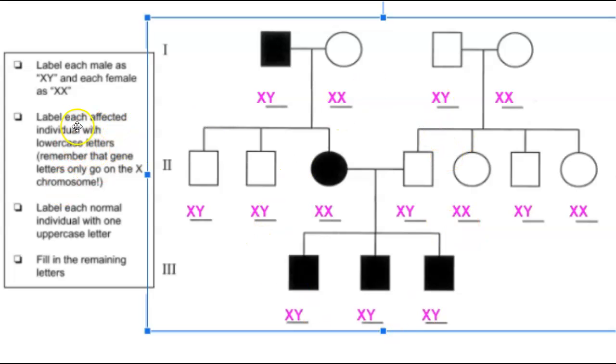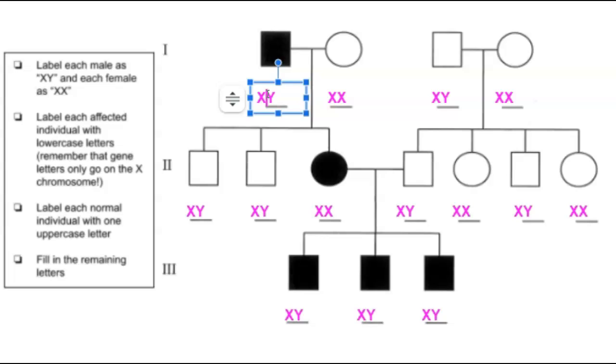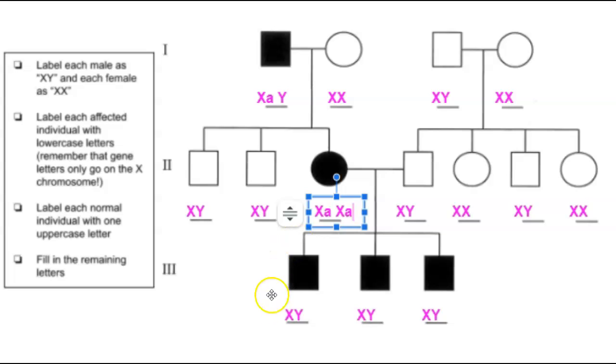Our second step here is label each affected individual with lowercase letters. So the affected ones are the shaded ones, okay? You can choose to use whatever lowercase letter you'd like. I'll just use lowercase a. And remember, we don't give the Y gene a letter because they're only on the X gene.